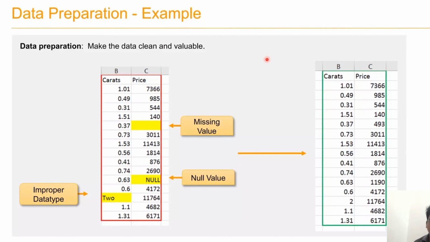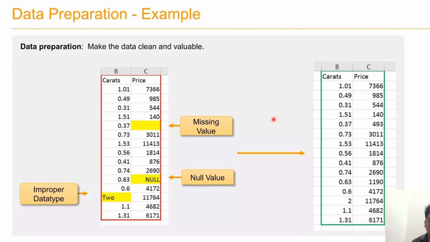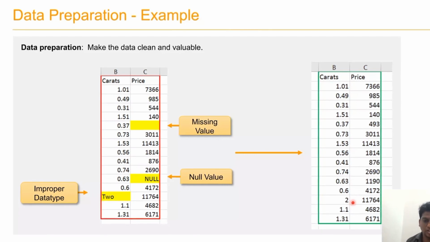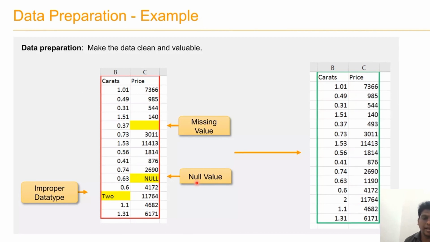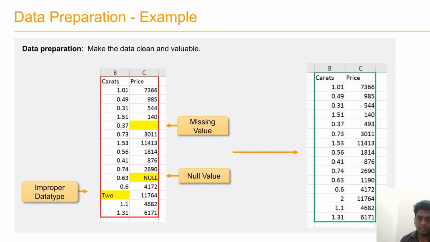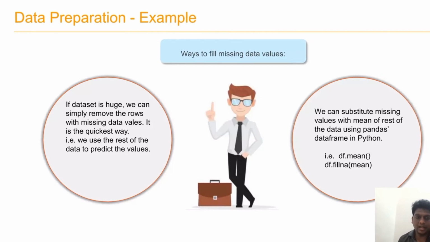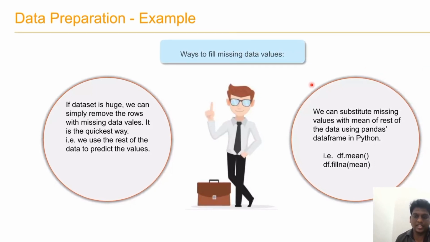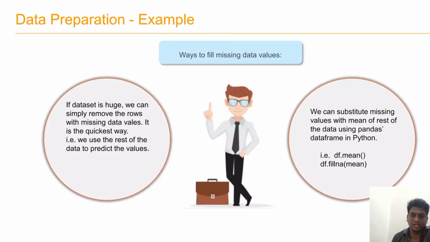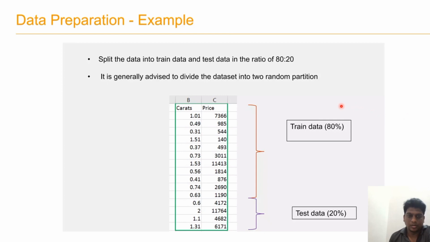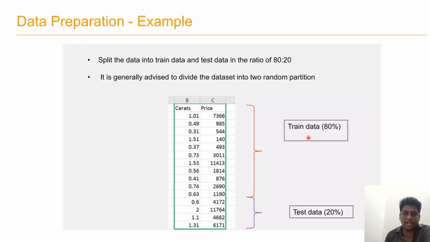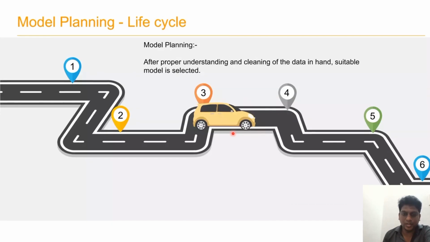This is an example for data preparation. Here we are going to find the missing value and the improper data type. Here you can see the remaining entries are numbers, but this one is in alphabets, so we have to change that. And the null value can be determined by averaging the remaining values that are already available here. For missing data, sometimes we have to remove the rows, or otherwise find the mean value using the data already available in the list. We then split the data in an 80:20 ratio, which means 80% of data for training and 20% of data for testing.